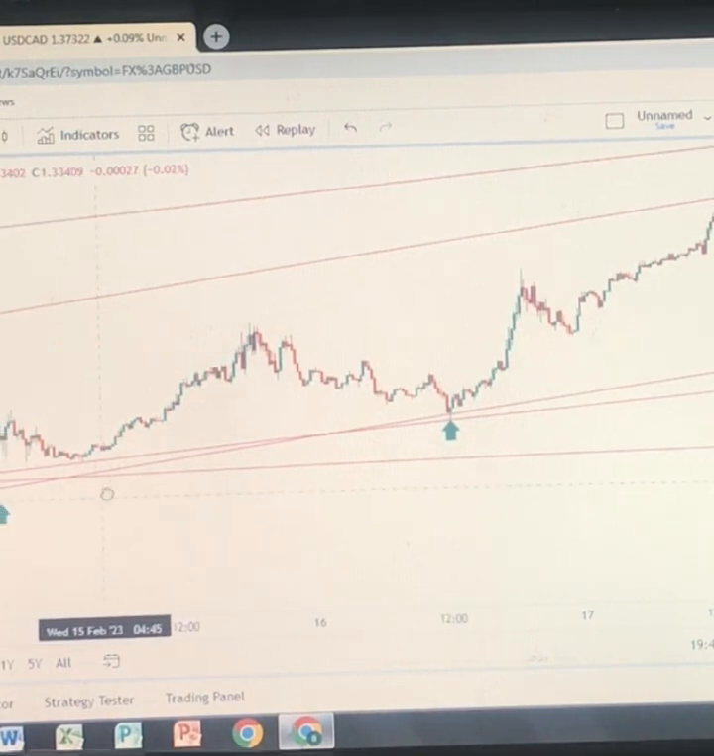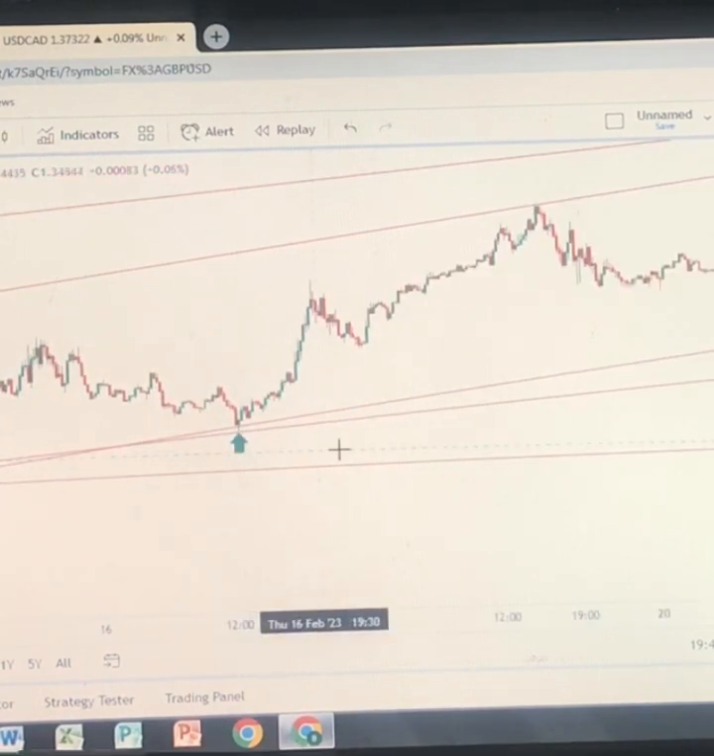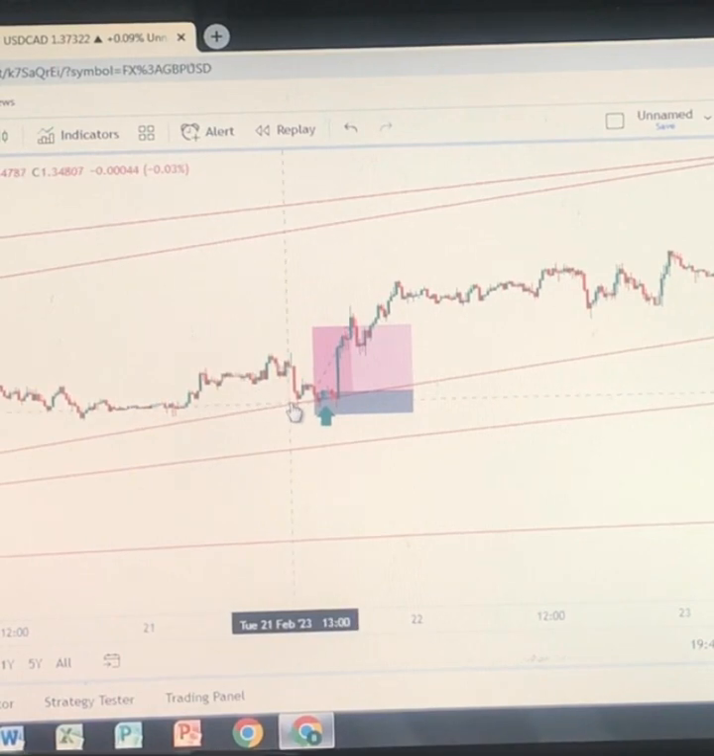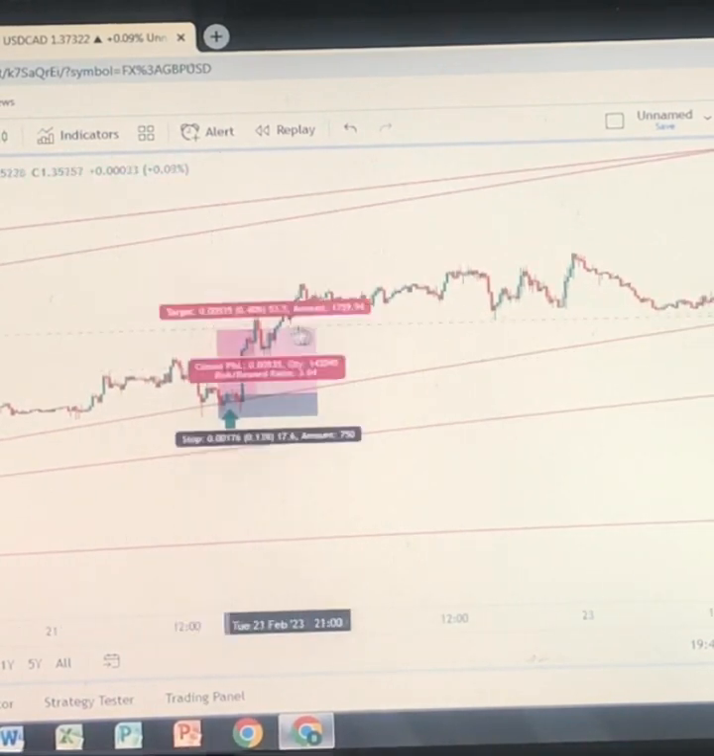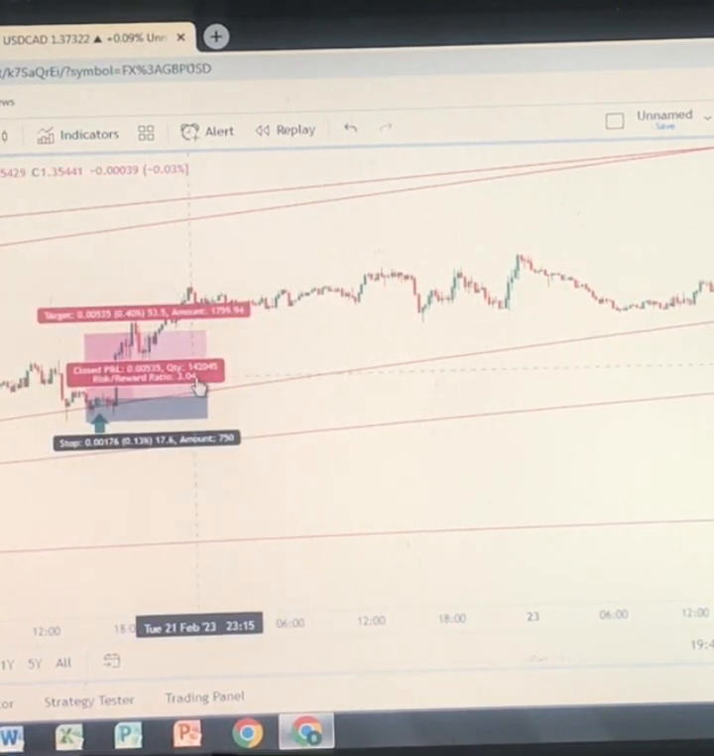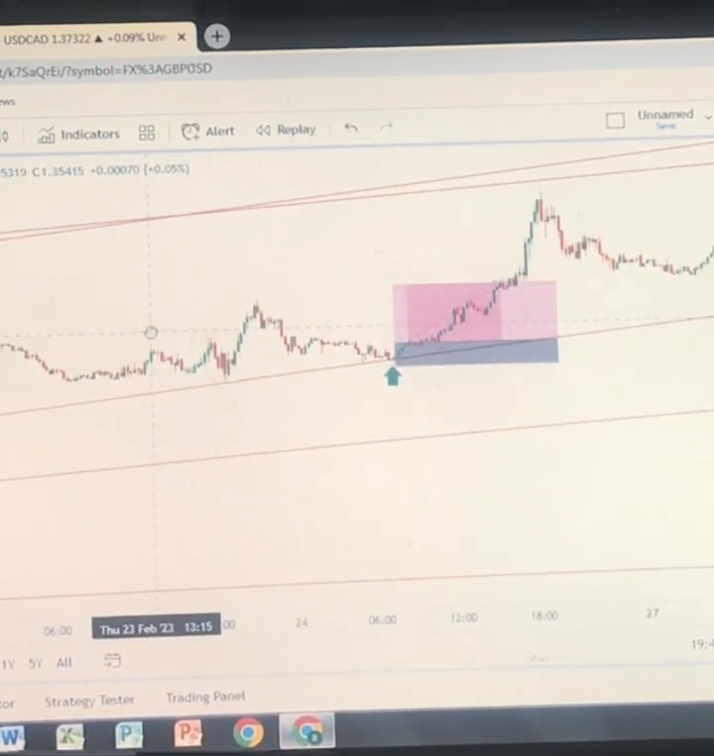So as we can see here, we have our first touch on the trend line, second touch, and then third touch. I went to the 5 minute time frame to execute my trade, which went well to hit my take profit there. Risk reward ratio, I think it was 1:3 there. And then let us go to the fourth touch.